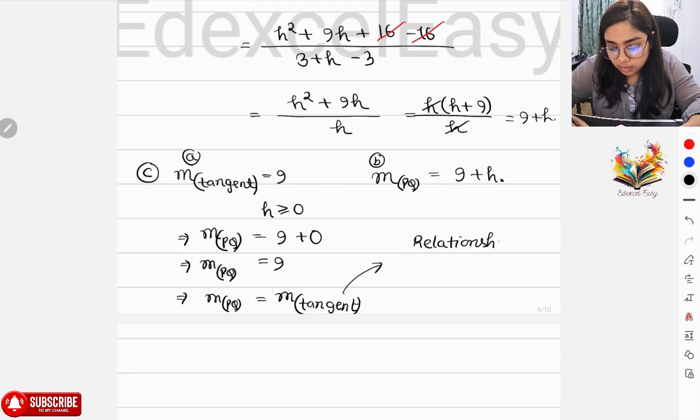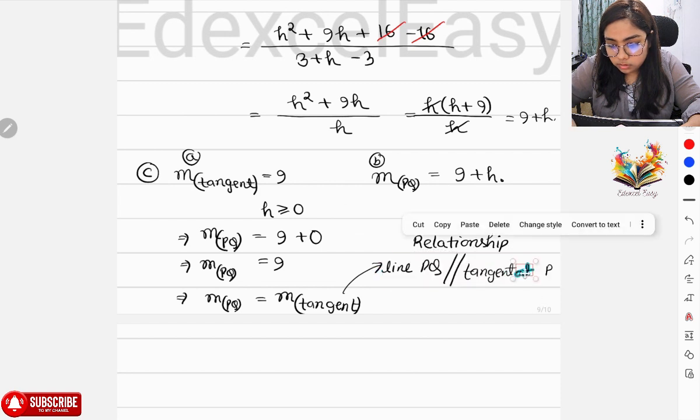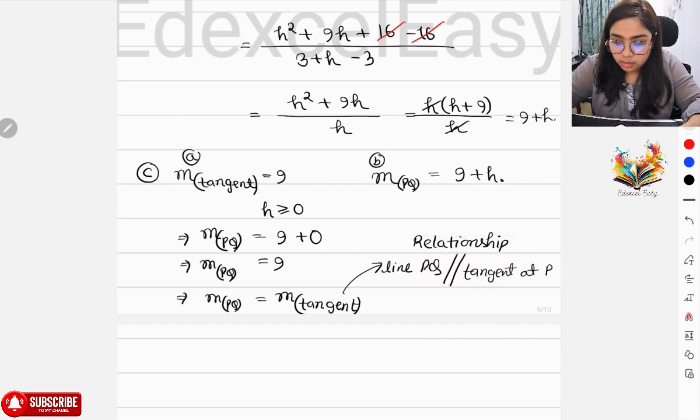Their relationship over here indicates that the line PQ is parallel to the tangent of the curve at specifically point P, tangent at point P. This is the relationship, that line PQ is parallel to the tangent at point P. Tangent at point P, right? That is the relationship that they were asking about.